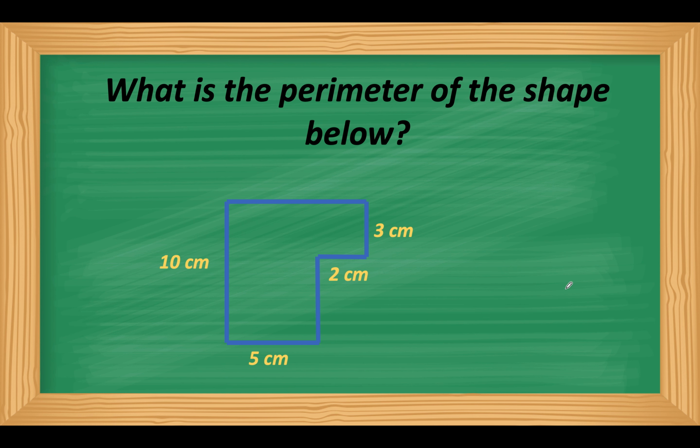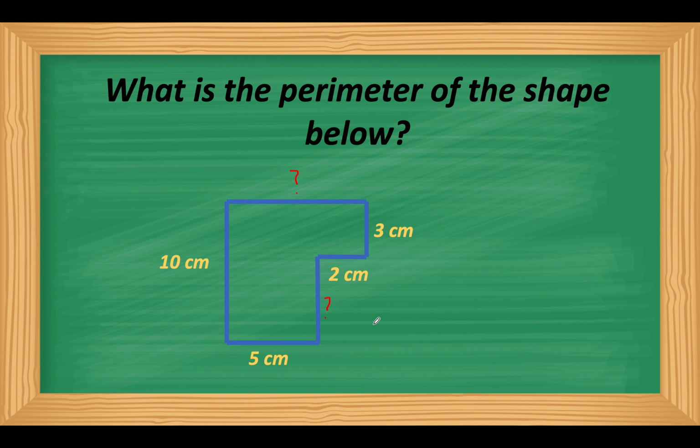I want you here to identify for me where are the missing sides. Alright, so we have one here, and we also have another here. Perfect. Now, how are we going to go about solving it?